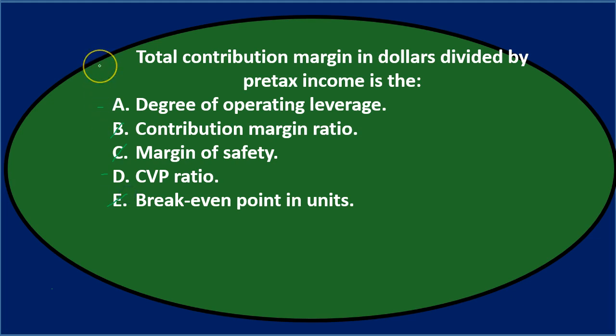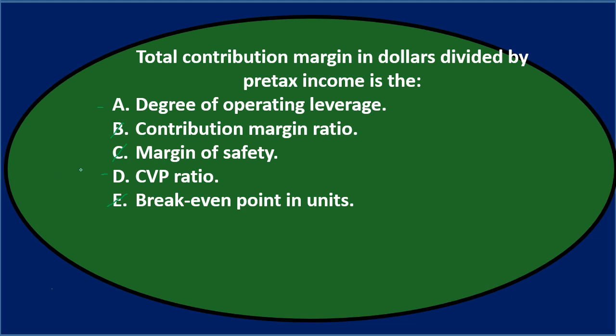So let's go through this again. It looks like A or D. Total contribution margin in dollars divided by pre-tax income. The reason I'm saying it's a ratio is that it's a division problem, so we would think it would be some type of ratio, percentage, or decimal answer. A says the degree of operating leverage. Again, we might not know exactly what that is. And D says CVP ratio.